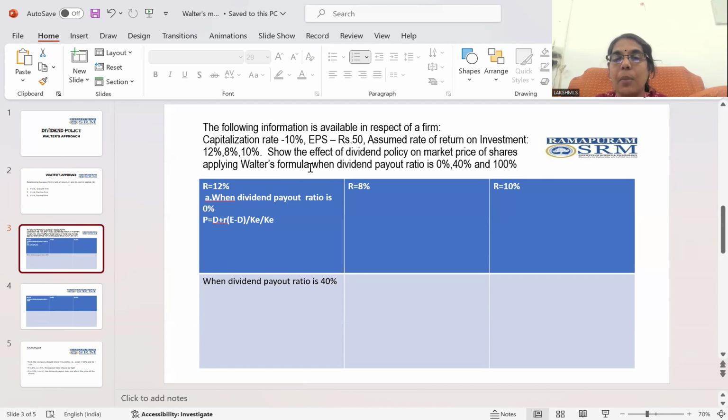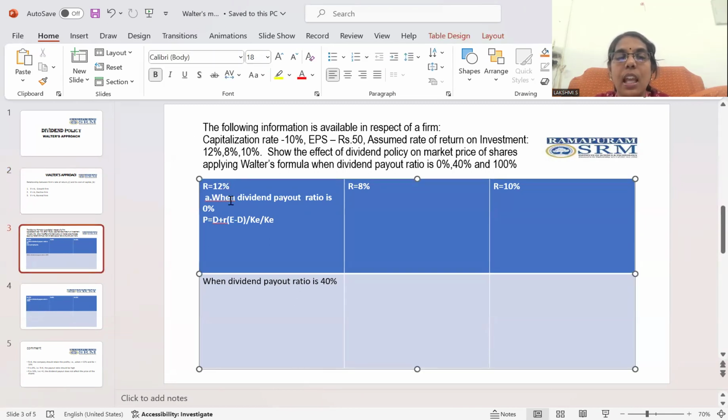Now we are going to calculate the market price of the shares when the rate of return is 12%, 8%, and 10%, by applying the Walter's formula, when the dividend payout ratio is 0%, 40%, and 100%. Suppose you are earning a rate of return of 12% and the dividend payout ratio is 0. Dividend payout ratio 0 means the company need not pay any dividend to the shareholders. The entire 12% return is retained by the company. In such a situation, what is the market price of the shares?